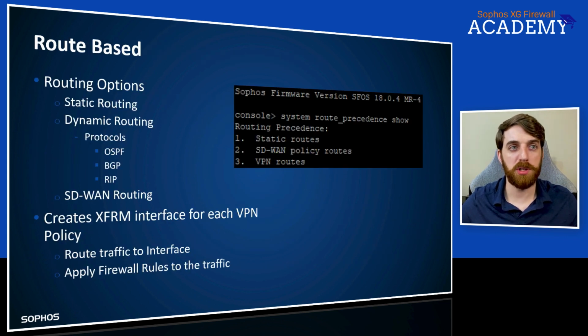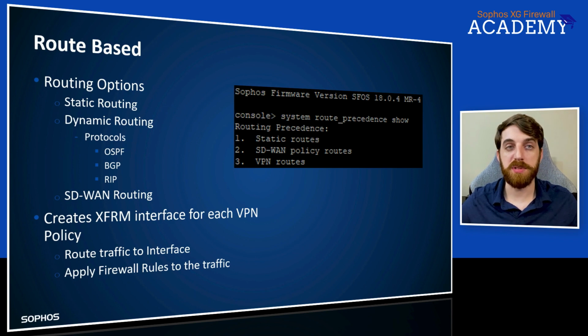So let's go over some more route-based information. With routing options, you have static routing, and you have dynamic routing with supported protocols on the XG firewall like OSPF, BGP, and RIP. And you also have SD-WAN routing. This is a new thing out there, and we support it. And as I said before, when you create a route-based tunnel interface, there is an XFRM interface created for each policy, so that you can route traffic to and from that interface.